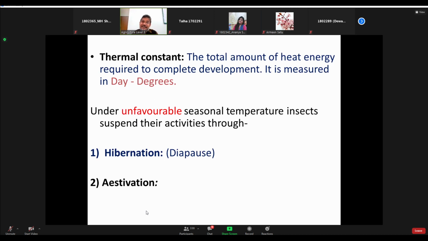But for insects, this is more or less fixed. If you go to different countries, almost this 18 years is fixed.